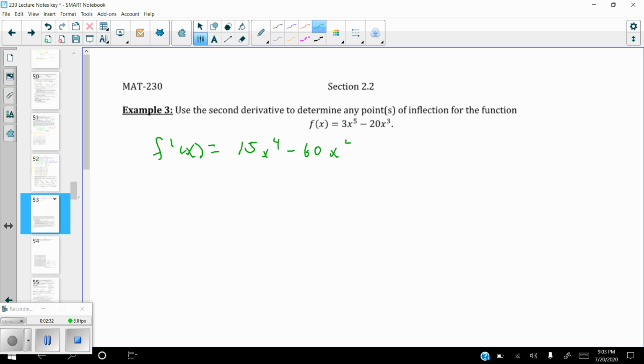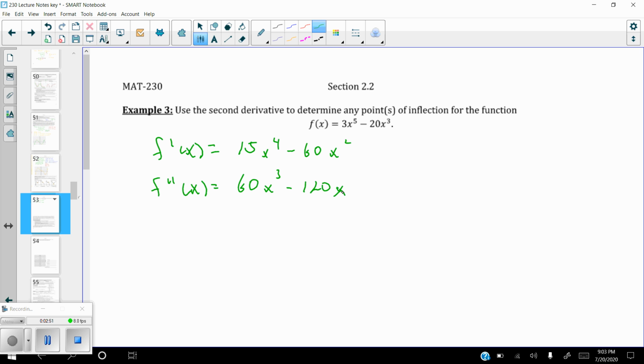I don't even really need to worry about doing anything with this because all I'm trying to do is find inflection points. So let's go ahead and take the second derivative. And we have actually already done this one if you hadn't already noticed. It's going to be 60x cubed minus 120x.